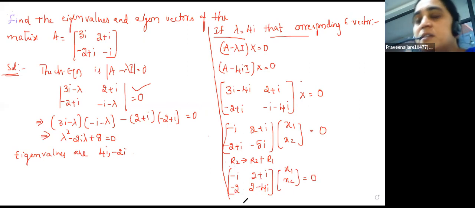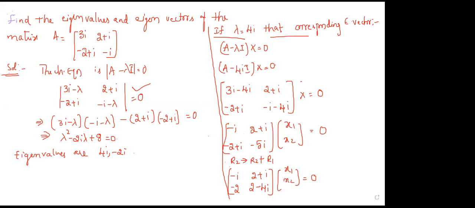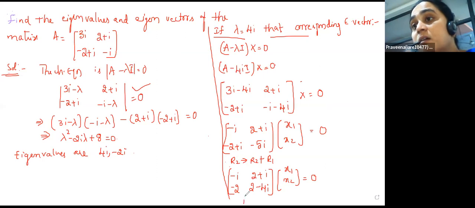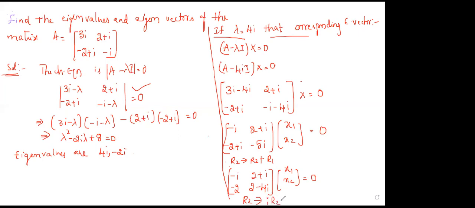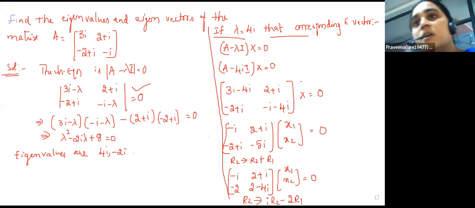Next operation, tell me. Is it 0 now? No 0. Again, i R2 minus R1. Then R2 changes to i R2 minus 2 R1, right? Okay.